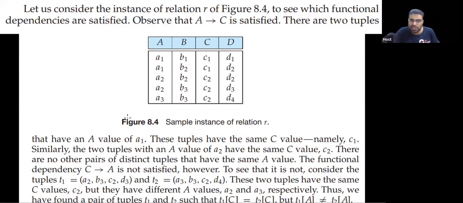What can you say about the schema? For the schema also, C does not determine A. In the schema, this may or may not hold. Yes or no? I'm asking for the schema. But I can say in the schema, this will definitely not hold. Is this clear?